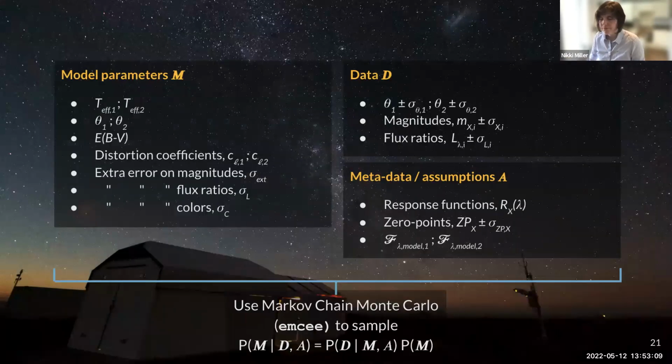So bringing all of this together, we have the model parameters, including some extra error on the magnitudes, flux ratios, and colors in case they're not perfect. For the data as well, we have our angular diameters, magnitudes, flux ratios, colors as well. And of course, we do need to have some metadata there as well: the photometric response functions and the zero points, which we've had to independently check to make sure that everything's working correctly. We bring all of this together and we use MCMC to sample the posterior distribution, and that finds us the best solution for our system.